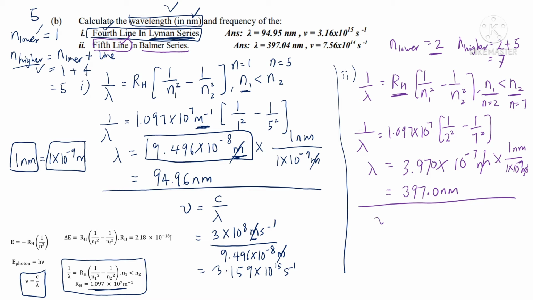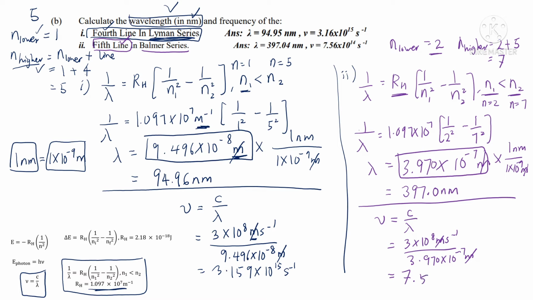To calculate the frequency, again we use the formula frequency is equal to speed of light divided by the wavelength. So speed of light 3 times 10 to the power of 8 meter per second. Wavelength, we need to use the wavelength in meter. Cancel out the meter to give us the frequency of the photon as 7.556 times 10 to the power of 14 per second.